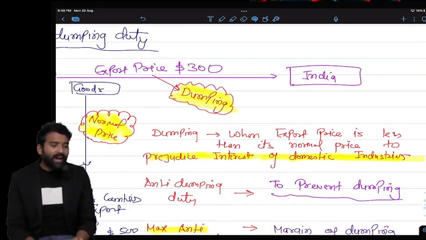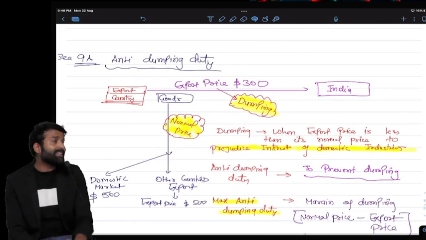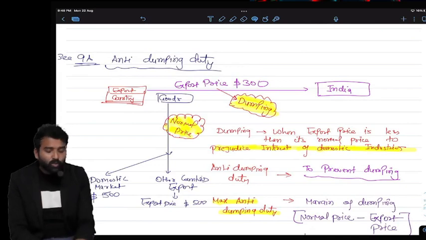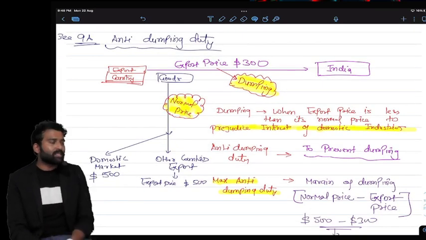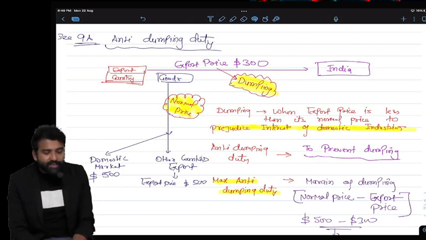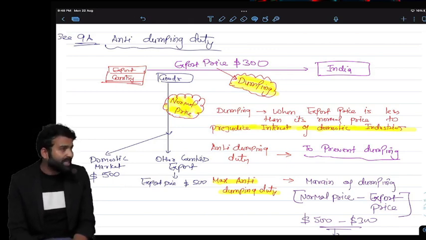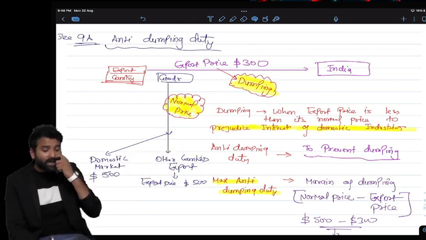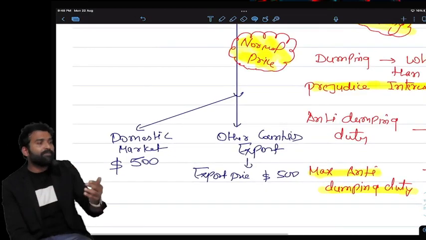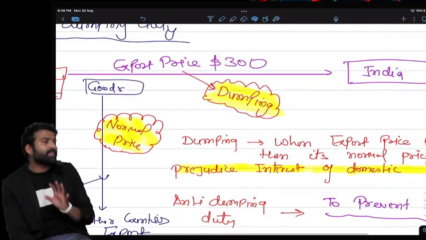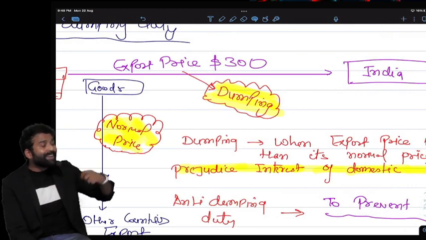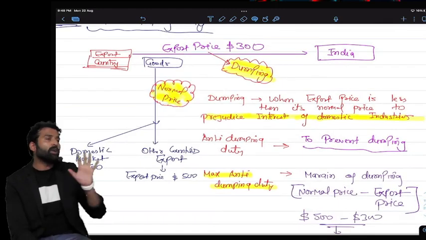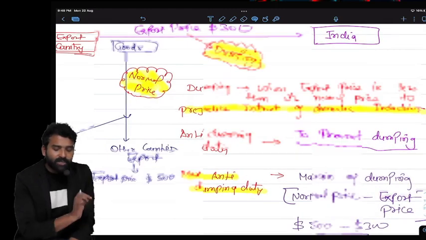How can our Indian domestic industry compete with this kind of dumping? And therefore, the government will take the action. What they will do to increase the price of these dumped commodity, they will impose an anti-dumping duty, and that duty can be imposed up to the $200. How am I calculating $200? The price of the commodity should be $500, and they are selling it in India for $300. So we can impose an anti-dumping duty up to the maximum $200, and that is called margin of dumping.